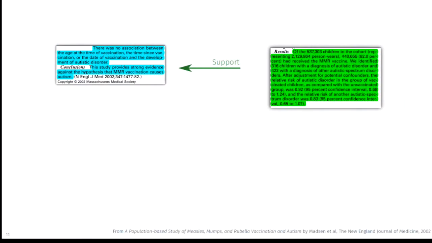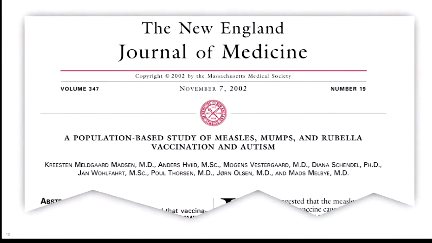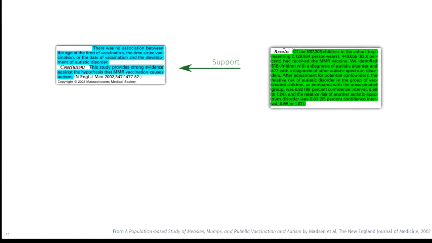In particular, the main conclusion of this paper says that there is no association between the age at the time of vaccination, the time since the vaccination, or the date of vaccination, and the development of autistic disorder. So the study provides strong evidence against the hypothesis that MMR vaccination causes autism. And they back up this conclusion by an analysis of 500,000 children in the world. So if you just read this paper alone, you have just, okay, this is the conclusion, and this is backed up by this data.